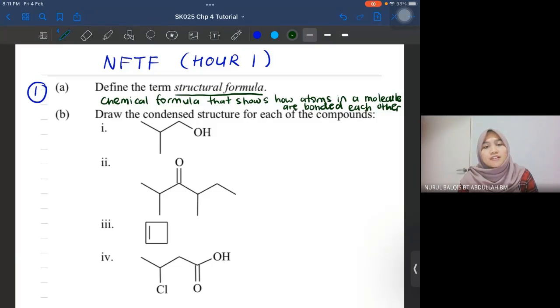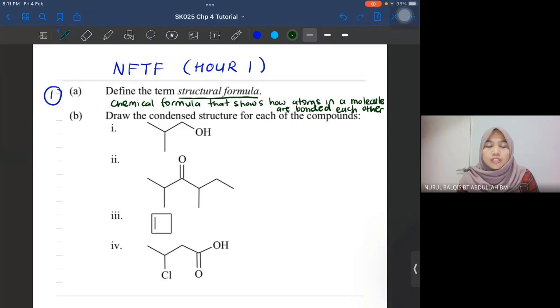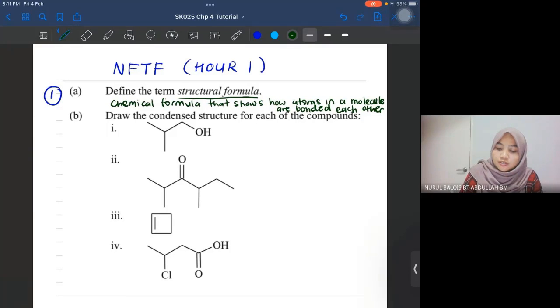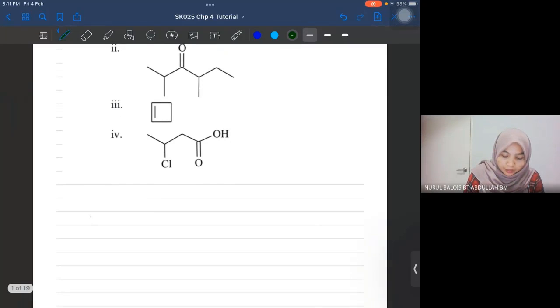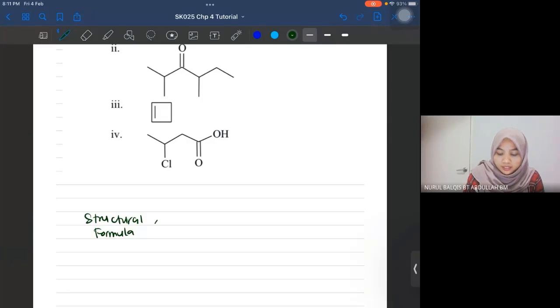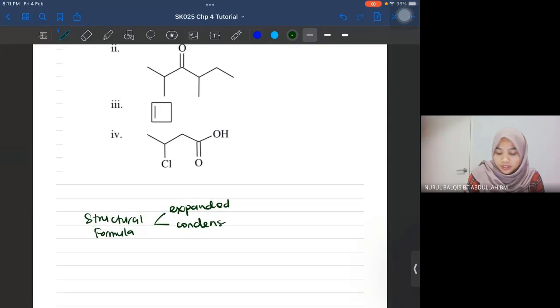Okay, structural formula ada berapa banyak yang kita belajar dalam topik ni? How many structural formula did you learn? 3. Okay, so kita recall sikit structural formula yang awak belajar apa benda? Expanded structure. Okay. So skeletal structure. Yes, we have expanded, we have condensed, and skeletal. Okay, good. There are 3 structural formula altogether. They are basically the same but different representations.